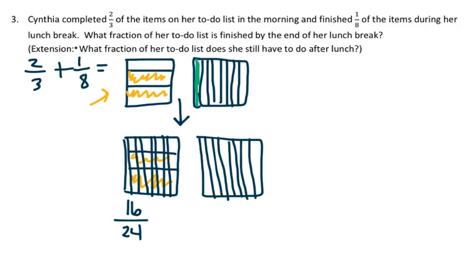Okay, so now I'm going to go to the 1/8 and find the equivalent fraction. I need to partition into thirds. And you can see that it is equivalent to 3/24. So if I add 16/24 and 3/24, I get a sum of 19/24. And this is what Cynthia finished on her to-do list.